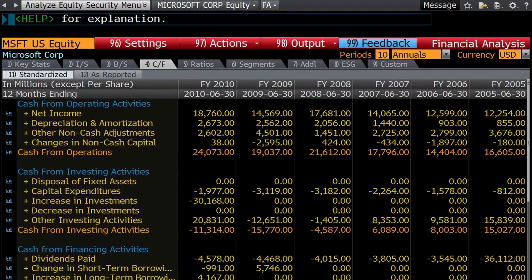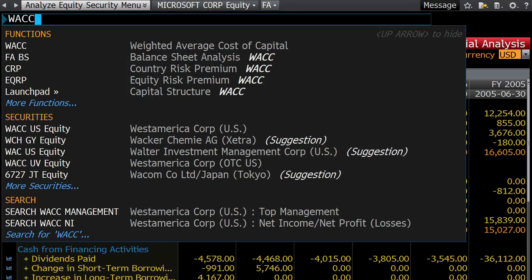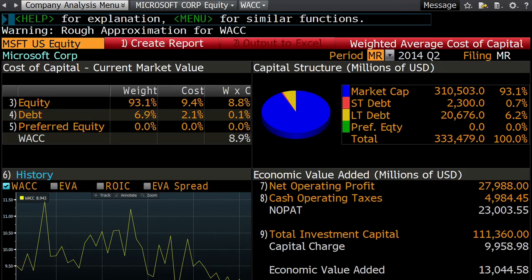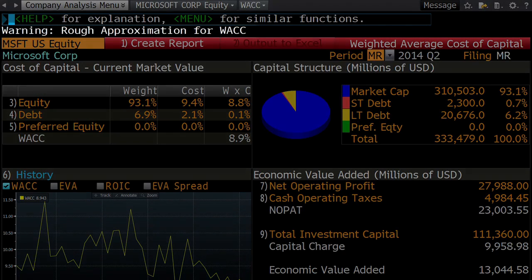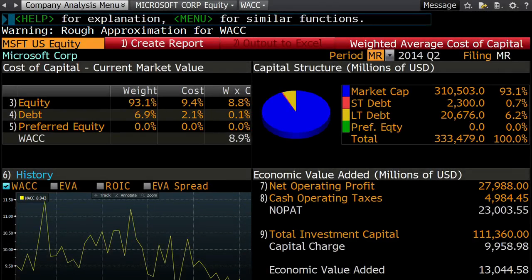For example, if I want to see what the cost of capital is for Microsoft, at least according to Bloomberg, I use the weighted average cost of capital function, WACC, and hit go. This brings up Bloomberg's calculation of Microsoft's cost of capital. Notice the warning at the top of the screen here. It's a rough approximation. As I've been saying, these are inputs. These inputs are really judgments by the analyst in using the model. These are not quantities that are necessarily agreed upon by everyone. So what we're looking at on this screen is simply Bloomberg's estimate of what these quantities are.